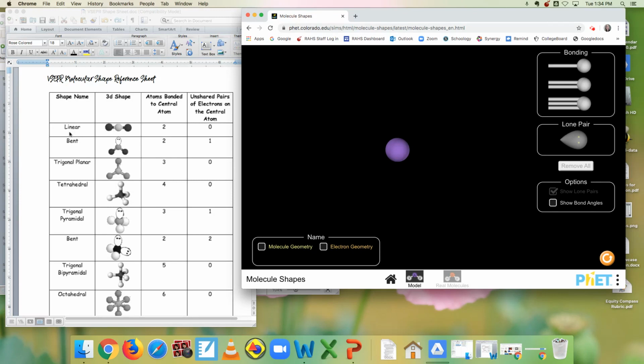So let's look at this first one, linear. It says that there are two atoms bonded to the central atom. So I'm going to put 2 atoms on there. There are 0 lone pairs. As you can see, it's just in a line. These electrons are trying to stay as far away from each other as possible, and so the molecular geometry, or the shape, is called linear. When there are no lone pairs on the central atom, the easiest way for electrons to stay away from each other is to be 180 degrees apart, totally in a line.